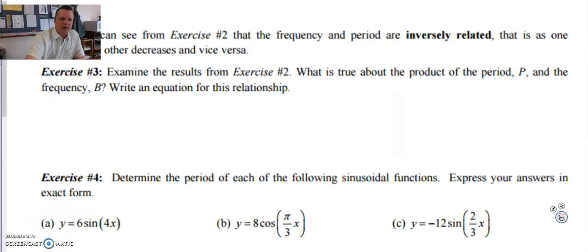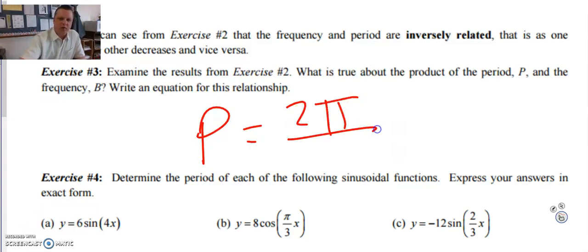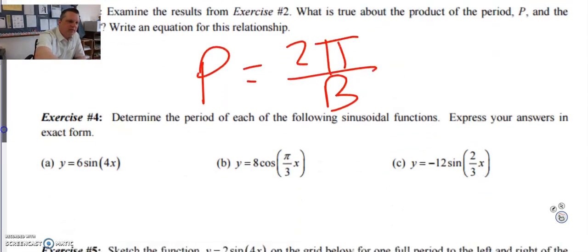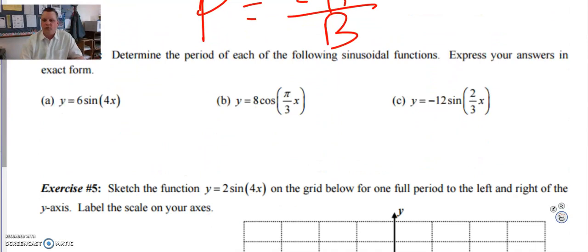And that's what's going on in exercise 3. Just your period equals 2 pi over b. Very important formula. Remember, I told you this could be a part 4 question. If it is, hopefully we get this down pat. That's 6 points. So in exercise 4, we want to determine the period of each of the following functions.